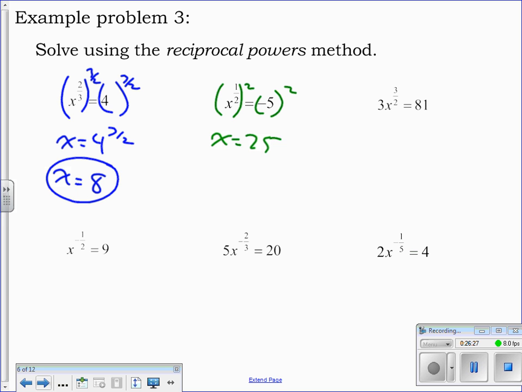Okay, next one's not quite the same. It's close. But I need to have x to the 3/2 power by itself first, which means I need to divide both sides by 3. That gives me x to the 3/2 equals 81 divided by 3 is 27. I need to do that first.